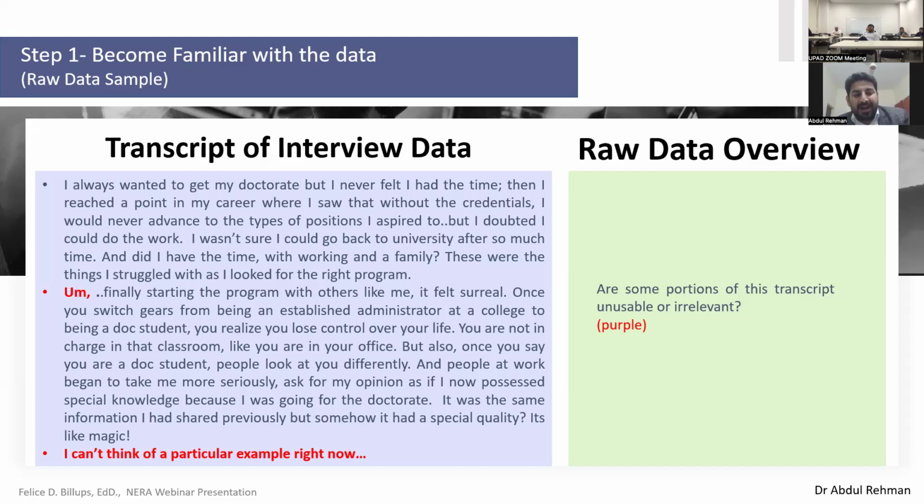So in the second para, it was a mix of emotions, and people at work began to take me more seriously, ask for my opinion, as if I possessed special knowledge because I was going for the doctorate. And at the end, he is saying it's like magic. So in the first para, there was a doubt. In the second para, there was a transitional phase. And at the end, he said it's like magic. So we have this transcription.